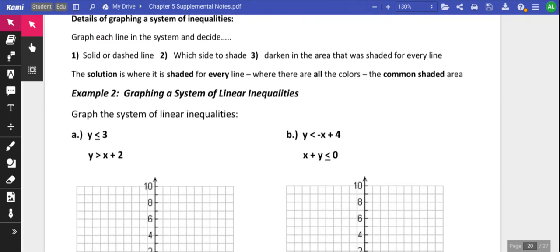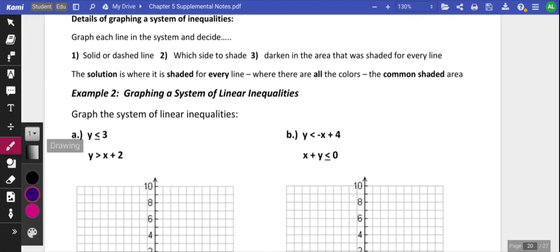Okay, so details of graphing a system of inequalities. So you're doing each line individually, just like we've done before. Okay, you're deciding solid or dashed line, just like we did before. Okay, so solid is going to be anything with an or equal to included. Dashed is anything that's just greater than, less than. Okay, which side to shade? You want to test that 0, 0 point, as long as it's not going through 0, 0.